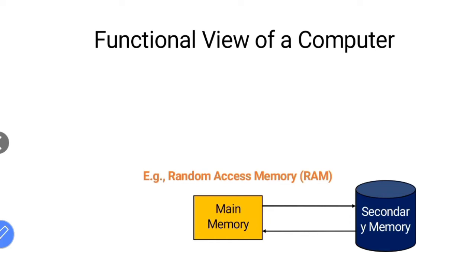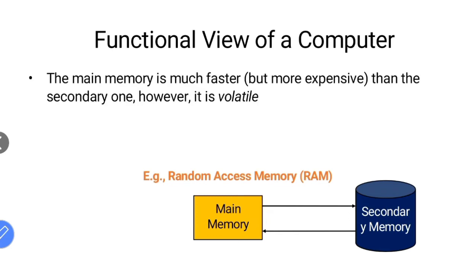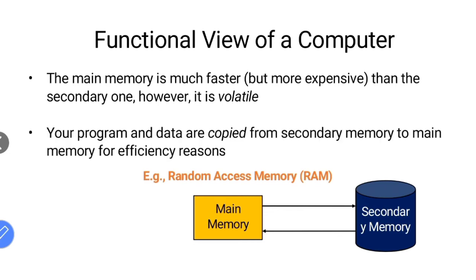So secondary memory has all the data, and main memory has the current data, the data which is currently in process. The main memory is much faster but more expensive than the secondary one. However, it is volatile. Volatile means when you turn off the computer and turn it on, the data is refreshed. So main memory is going to be refreshed. Your program and data are copied from secondary memory to main memory for efficiency reasons.